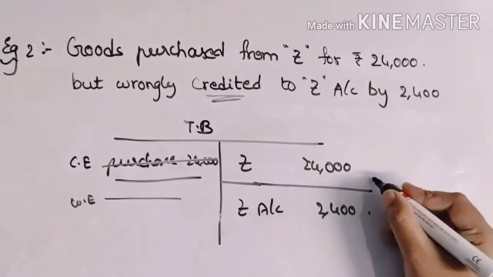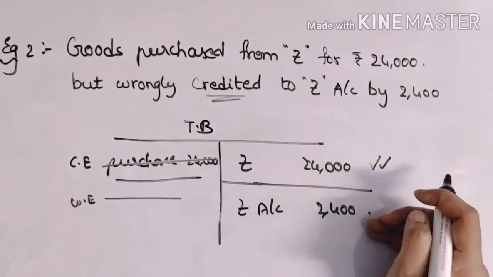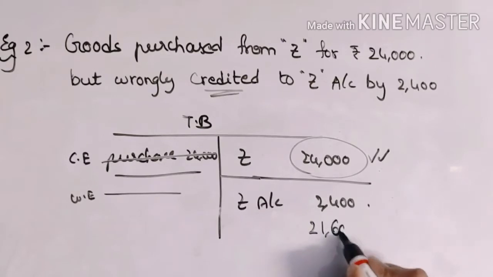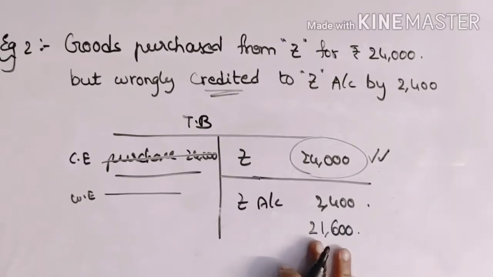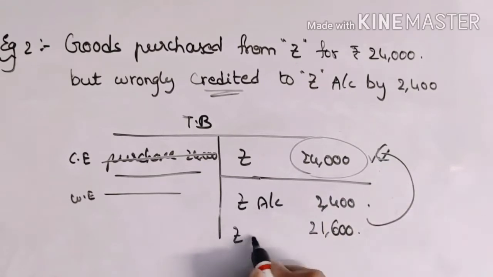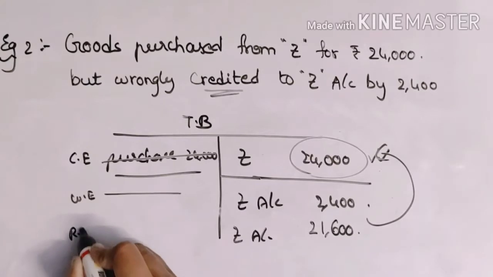Now the correct entry is 24,000 but they have written 2,400. Now how much amount must we add in order to reach this 24,000? 21,600, right? If we add this amount, we will reach the correct amount. So Z account must be credited again by rupees 21,600 in order to rectify this. So now what is the correct entry? The rectification entry.